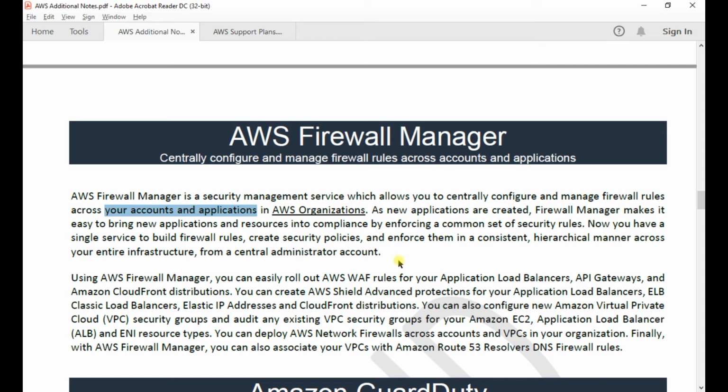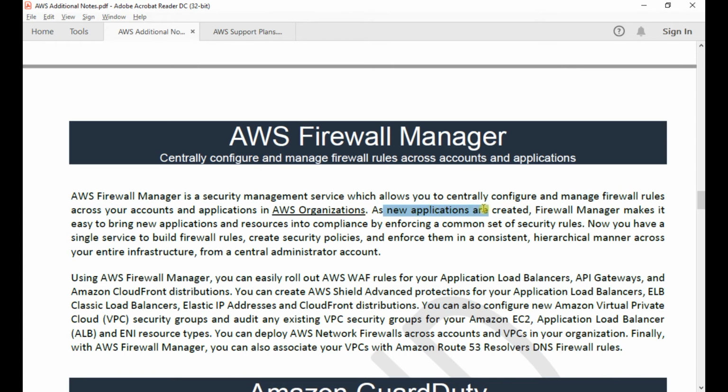When you want to apply a policy to the organization, you can apply Firewall Manager to the organization also. Once you apply a Firewall Manager policy to the organization, what will happen? All the associated accounts will get that policy. Is this clear? I hope it is clear. The same thing allows you to centrally configure and manage firewall rules across your accounts and applications in AWS Organizations. Please remember that. If there is any question, you can ask me.